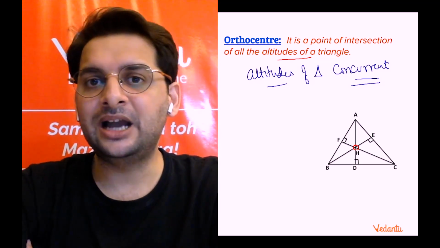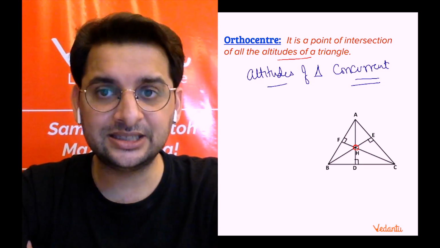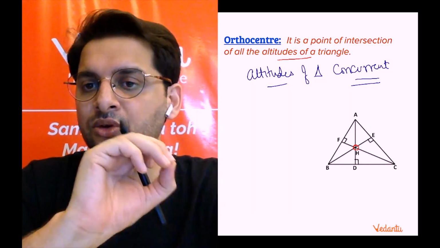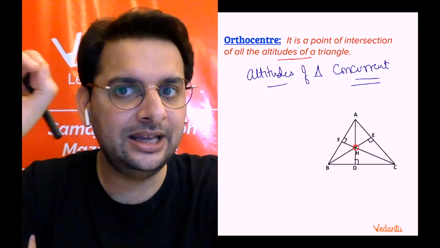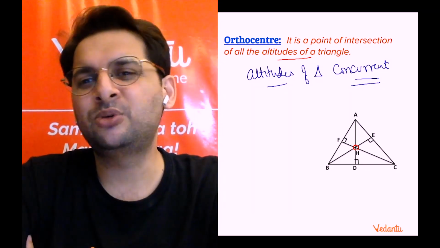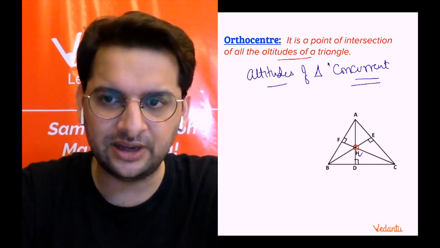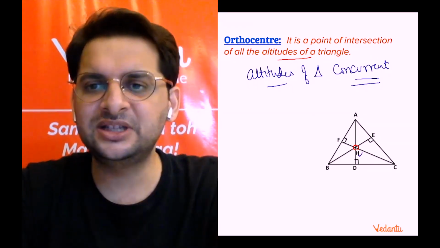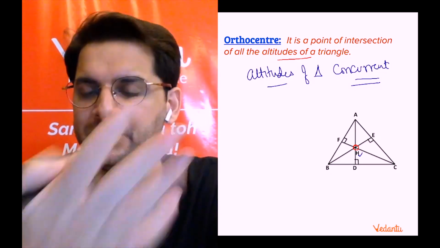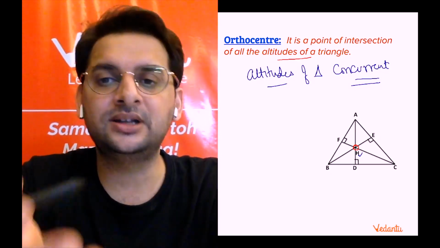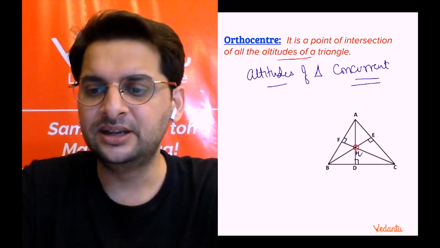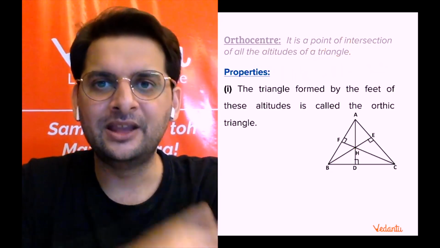So orthocenter, as I was saying, is a point of intersection of all the altitudes. So तीनों altitudes को draw करेंगे, ये exactly एक ही point पे meet करेंगे. इस point को normally हम capital H से denote करते हैं and call the orthocenter of the triangle. Right? So no problems with this. Very simple. Now, what are the properties involved? What are other things involved with orthocenter? Let us discuss that. All right.